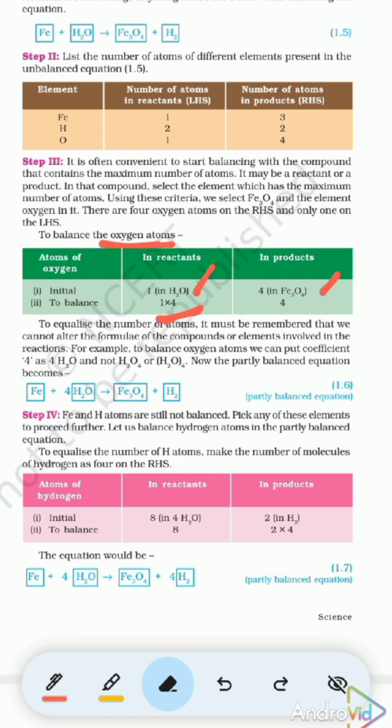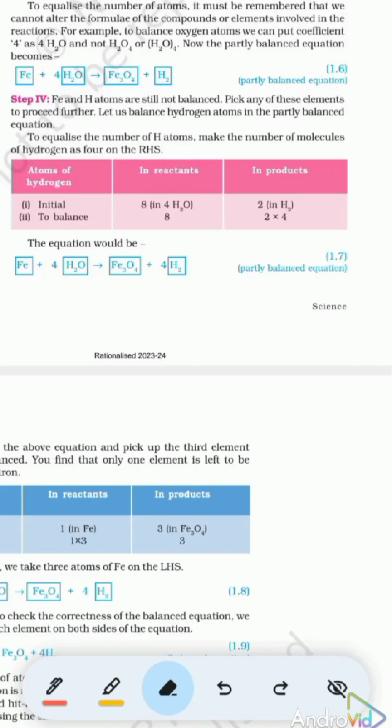Now moving to step 4. Since the equation is only balanced for oxygen, in step 4 we can see very well that iron and hydrogen atoms are still not balanced. Hence we have to pick any of these elements to proceed further. So first we are taking hydrogen atoms in the partly balanced equation, that is equation 1.6.